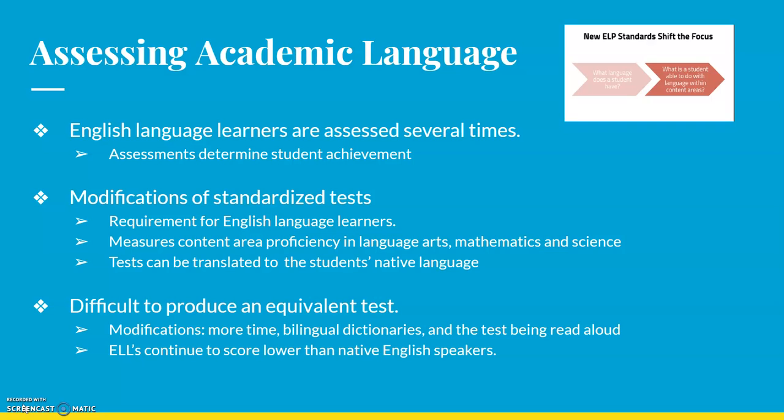Assessing academic language. ELL students are assessed more than native English speakers. Students also typically score lower than native English speakers. There are ways that we can help students on standardized tests, such as tests could be translated for the students to their native language. There can also be more time to take the test, the use of bilingual dictionaries, and having someone read the test aloud to them.